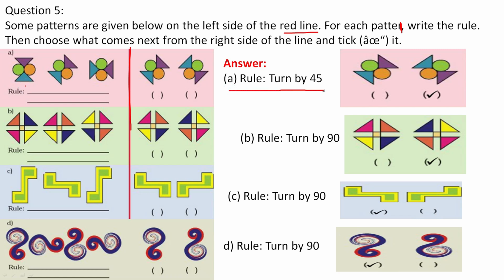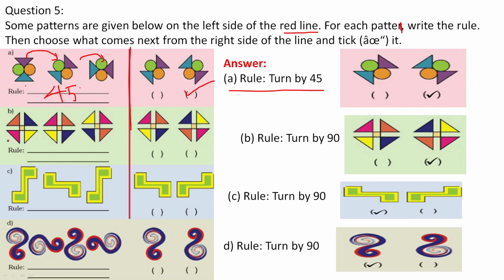Turn by 45 degree. It is turned by 45 degree. First picture turn 45 degree, it will come like this, again 45 degree. So the rule followed is 45 degree turn. It is 45 degree turn. So from these two, which one is the answer? Second one will be the answer.